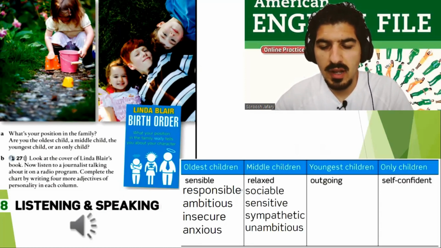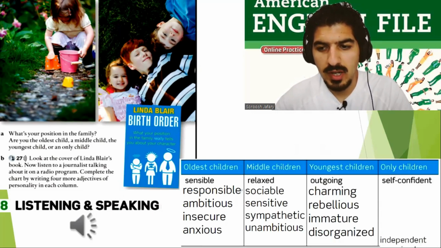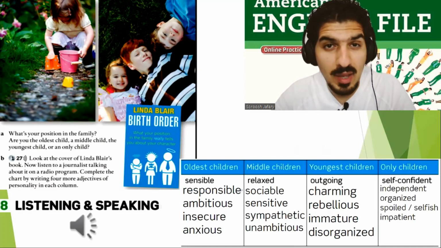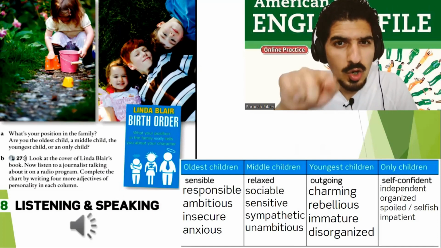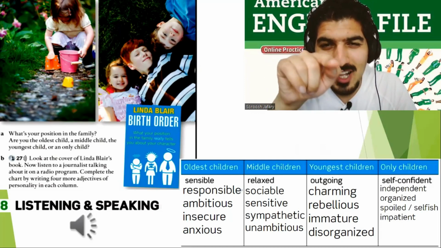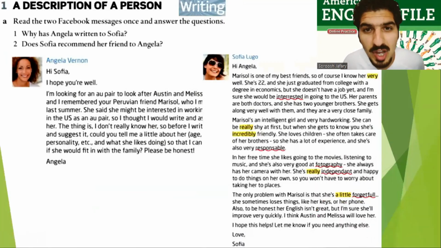And youngest children: outgoing, charming, rebellious, immature, disorganized. And the only children: independent, organized, spoiled, selfish, impatient. All right, now my question is, which ones are true for you? Tell the class and your partner. Well done.